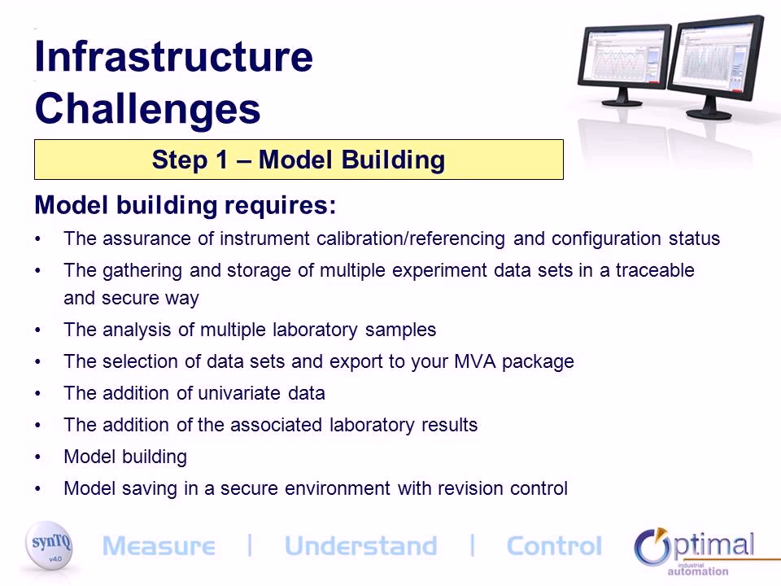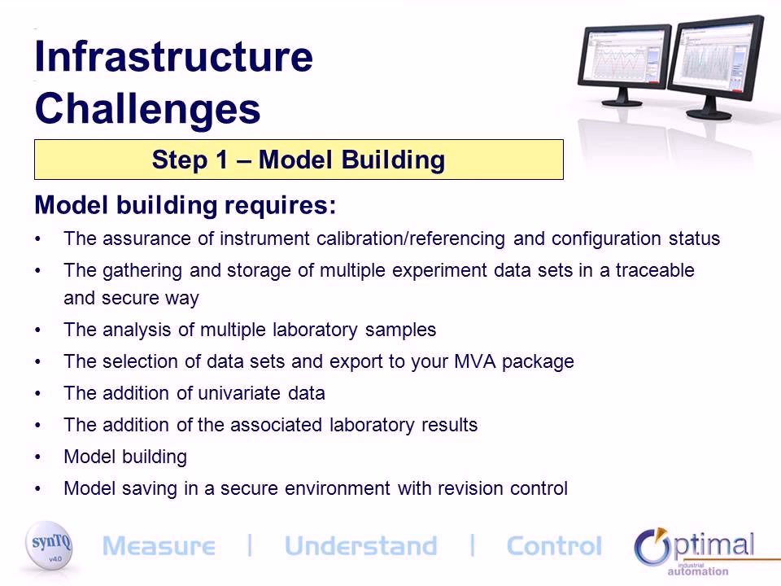The gathering and storage of multiple sets of experimental data will be necessary, and these, again, I keep on stressing, must be stored in a GMP compliant way. You then have to gather samples when you're running the experiments, and these must be synchronized with the spectral data sources that you're gathering. The laboratory samples then have to be sent off and analysed. You then have to select the data sets and export these to your MVA package, and in addition you have to add any univariate data that you may want to add to the system.